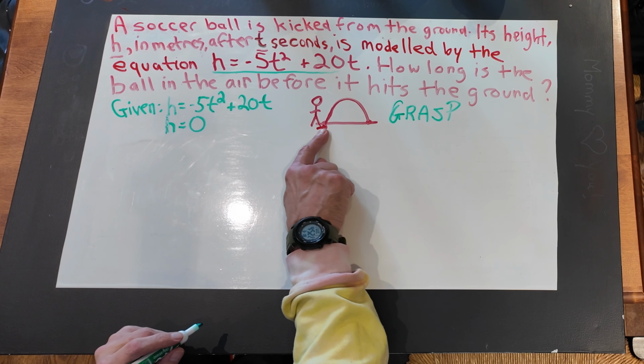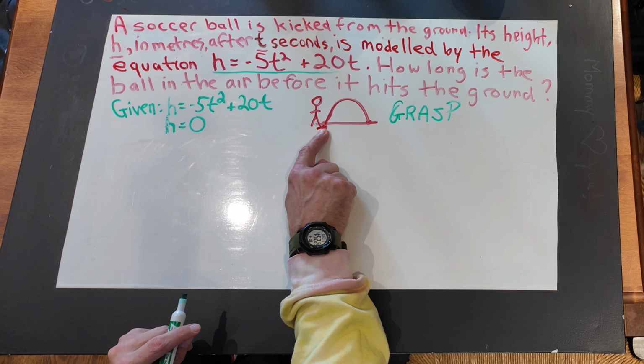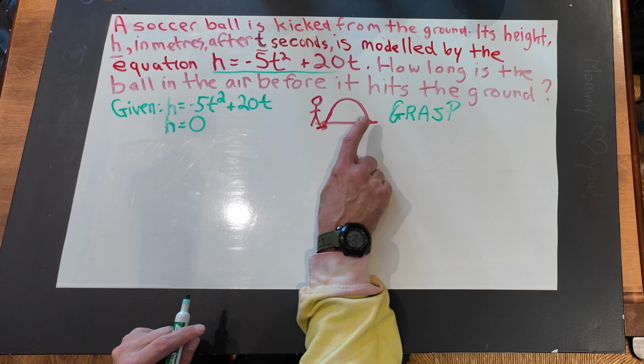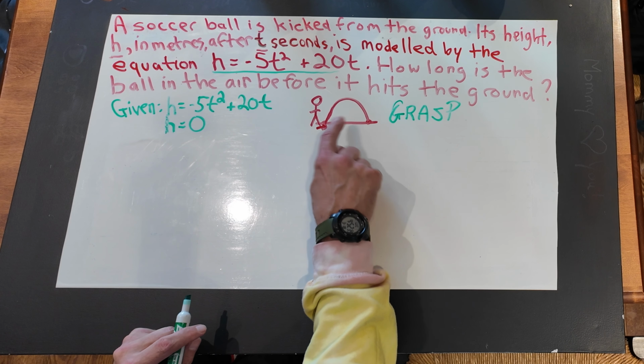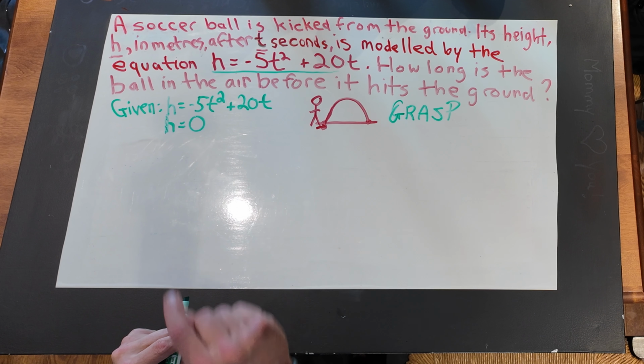h is equal to 0 right here before he kicks the ball. Or she, let's call them they, before they kick the ball. And then the ball lands here. So, kick the ball up in the air, comes back down, boom.